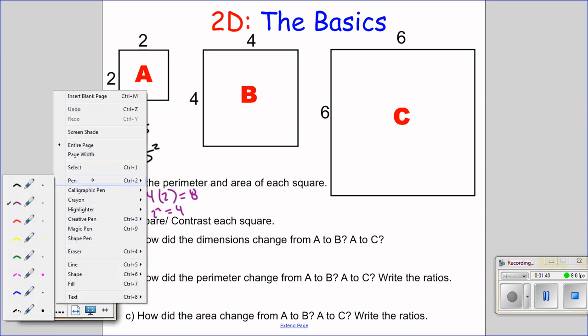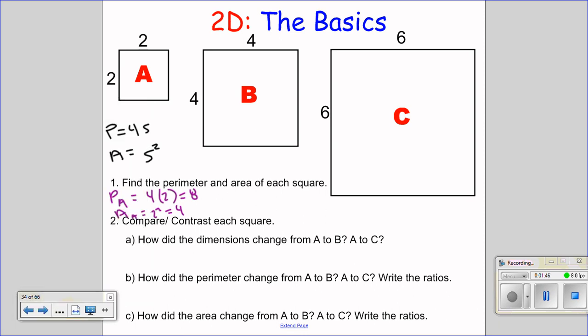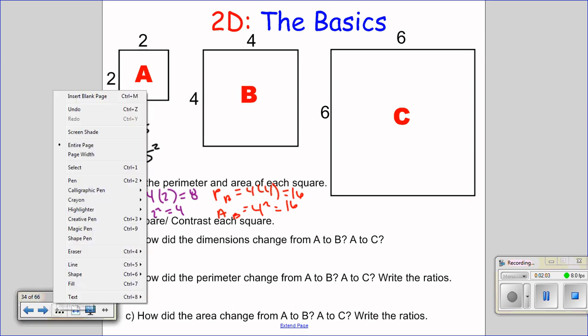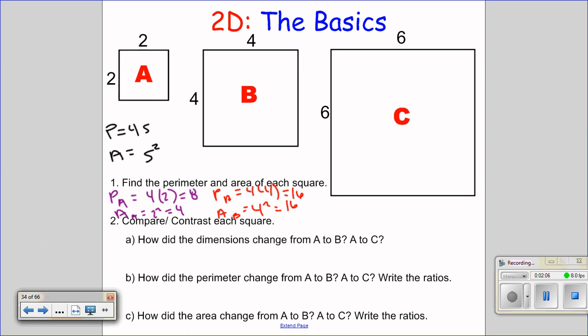Now let's do the same thing for B. The perimeter for B is 4 times 4, which is 16. And the area for B is 4 squared, which is also 16. And now for C. The perimeter of C is 4 times 6, which is 24. And the area for C is 6 squared, which is 36.